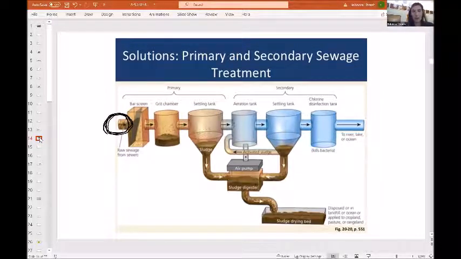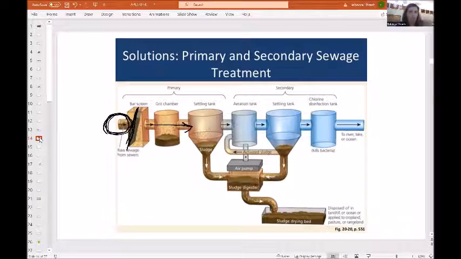So just to kind of look at this from a diagram perspective, first part here is incoming raw sewage. This is coming from our sewer system. Like I said, wastewater coming from houses. Here, there's a screen to get out really, really large objects that goes into a settling tank where the big suspended particles can fall down.